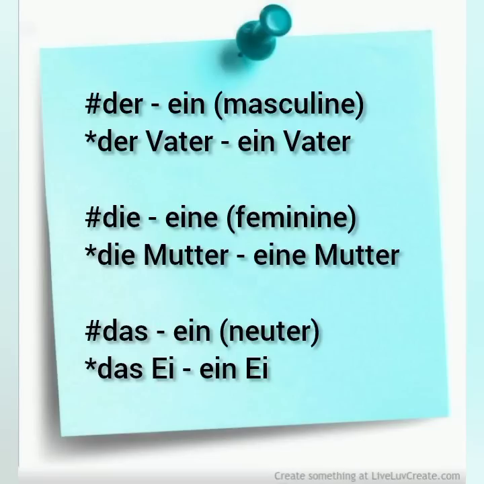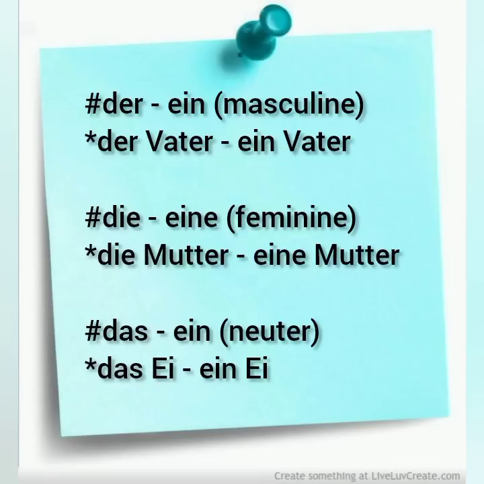And then for das, it's also ein. For das, its indefinite article is also ein. Like in the example, das Ei, the egg. Now its indefinite is ein Ei, an egg. Das Ei, ein Ei.